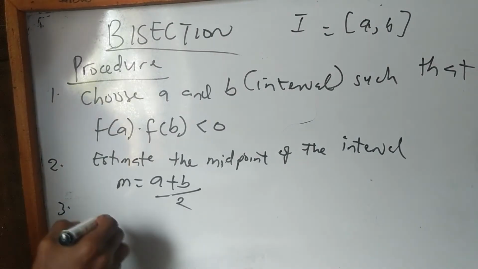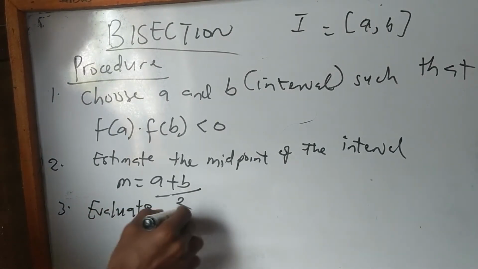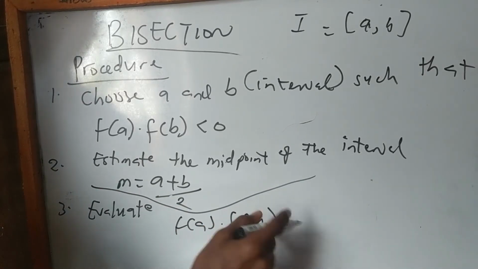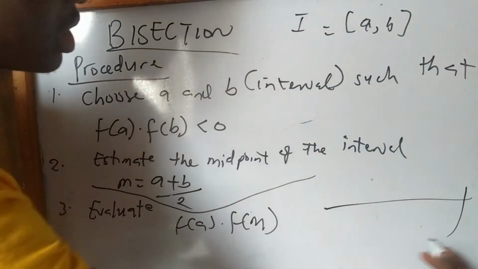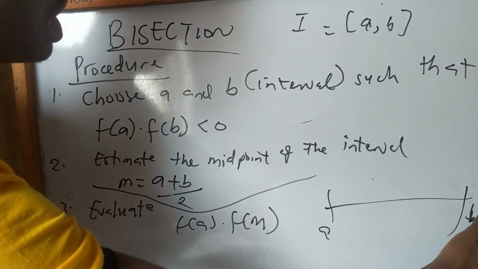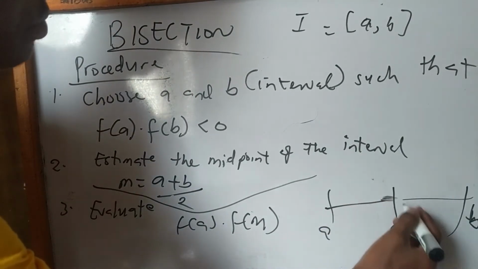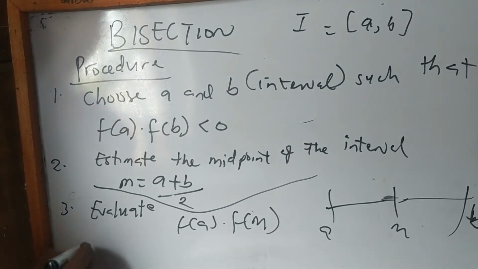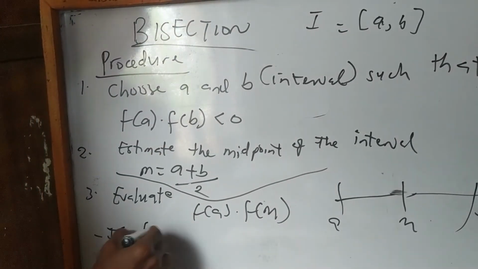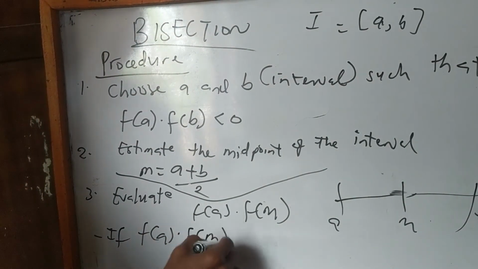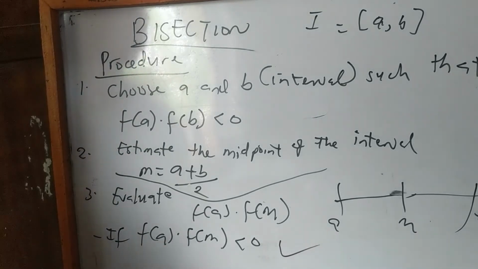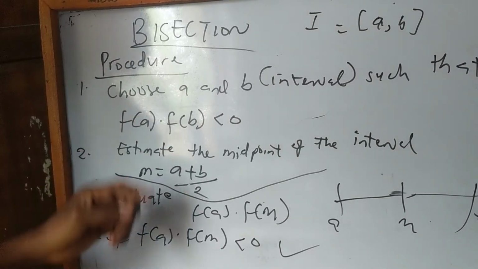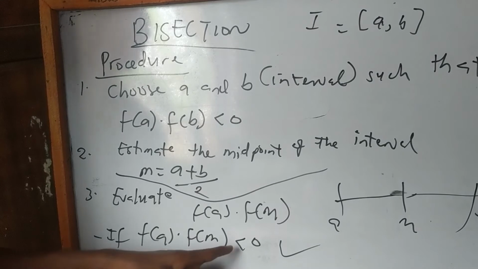Number three now, you're going to evaluate. Based on what you have, you do some calculations: f of A times f of M. When you multiply f of A times f of M, there are possibilities. You have A and B now. This is M, the midpoint. So when you evaluate, for example, if f of A times f of M returns a negative number, that is less than 0, that means there's a root between A and M. That is a valid point, it's a good sign. That means there's a root between A and M.